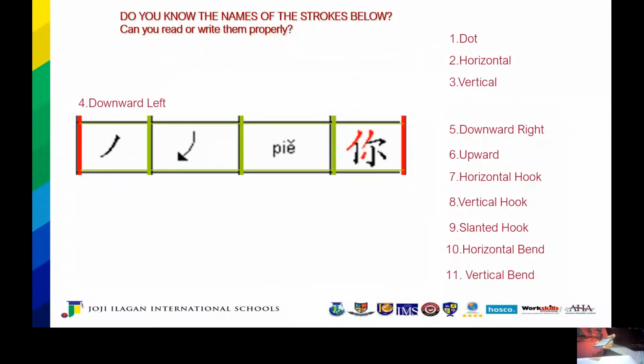The next stroke is the downward left stroke. In Mandarin, it's pronounced as pie. Pie, not pie. It's pie. It's downward going, from the right then going to the left. Okay, so how to write the downward left stroke?